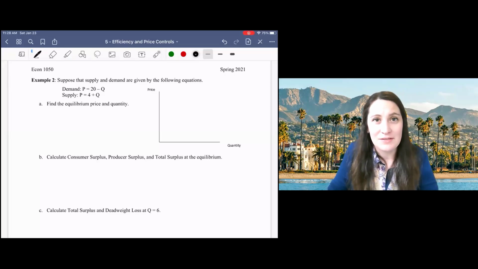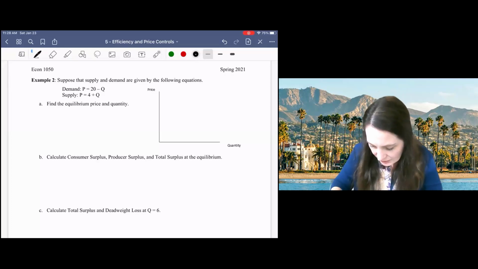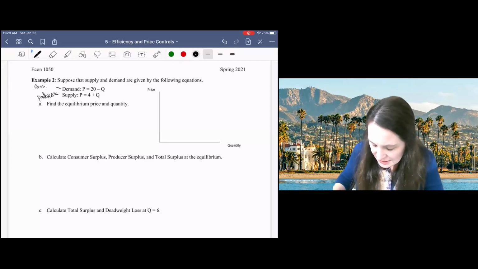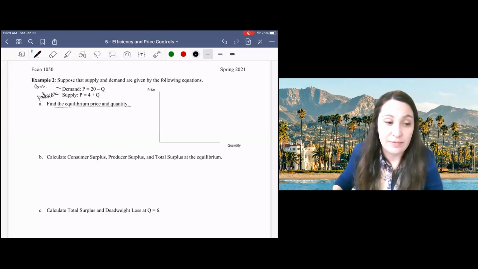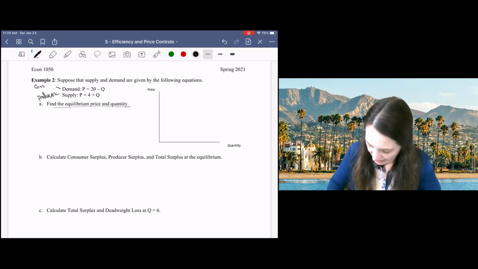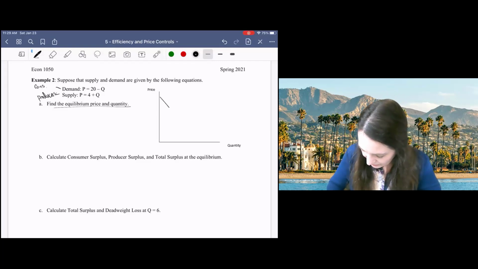Now that we've introduced these concepts of efficiency and surplus, let's apply that to an example where we have equations for supply and demand. Remember that demand represents the consumer's reservation price, and supply represents the producer's reservation price. The first step here will be to find the equilibrium price and quantity, and we'll graph supply and demand so that we can label all of the important areas on our graph.